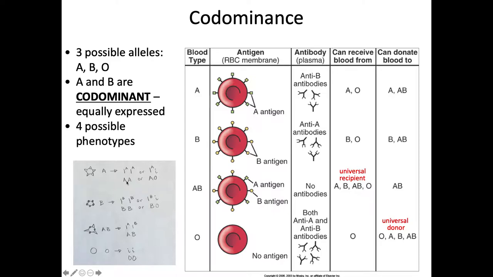So another way to write it, a much simpler way to write it, is that type A people can be homozygous dominant with two big A's, or heterozygous, where they have one dominant allele, A, and one recessive allele, O.